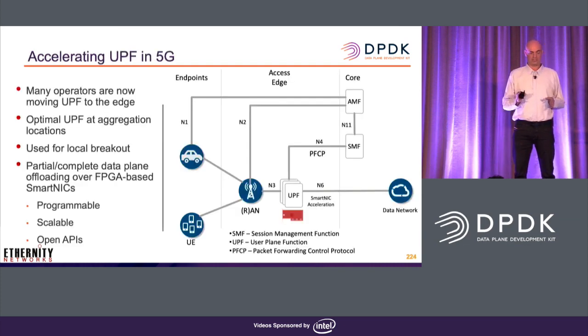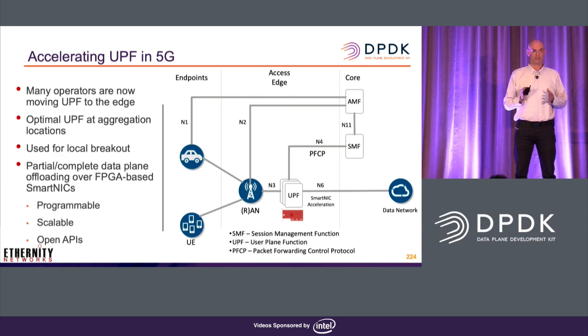Now we focus a little bit around the UPF. On the left side, again, you see the user equipment or any other endpoint. Could be connected cars or lots of other IoT devices. Then you have the radio access network, the E node Bs and G node Bs, and in the middle you have the UPF controlled by the SMF.